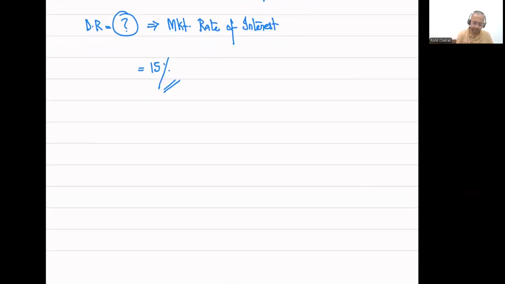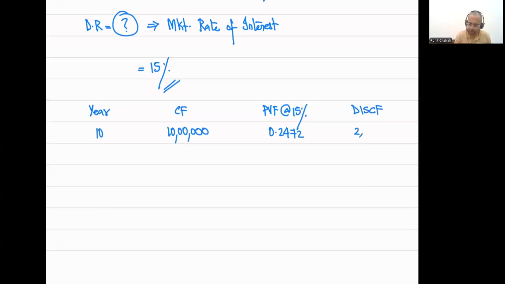Therefore, if I calculate the present value, the cash flow will be received in the 10th year from today. Cash flow is going to be equal to 10 lakh rupees, and I am going to take the present value factor at 15%, which is going to be equal to 0.2472. Therefore, the discounted cash flow is going to be 2,47,200.